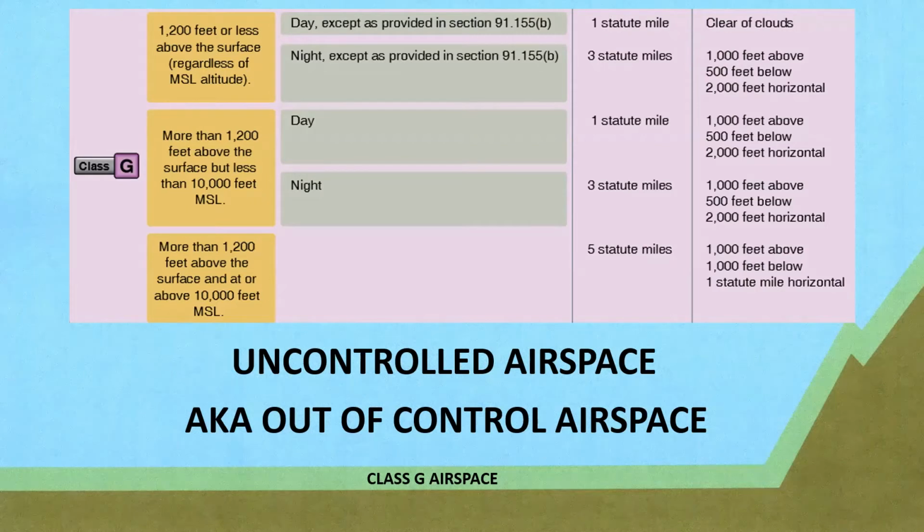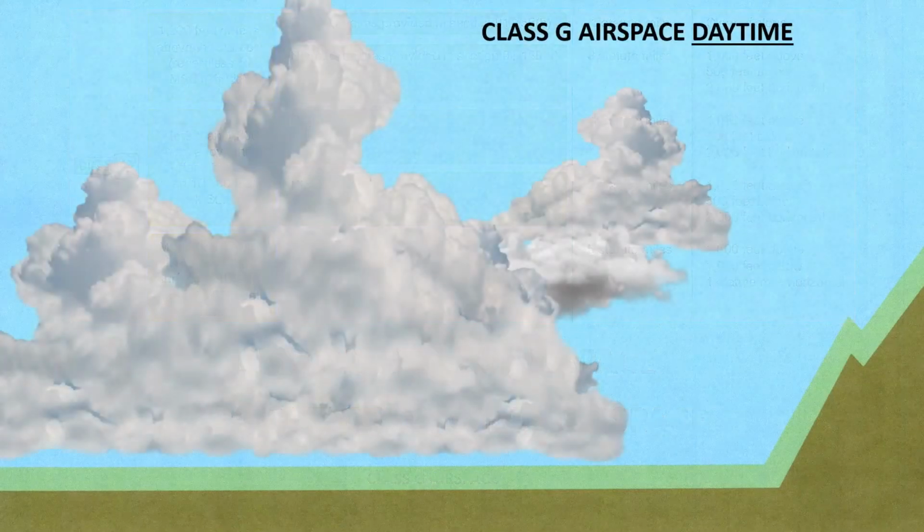Where do we find it? Well, think of the ground. Everything against the ground, with the exception of certain airports, which we will get to later, is in Class G airspace. Class G airspace extends from the surface of the Earth to 1,200 feet AGL in most areas. In some areas, it is higher and can extend up to 14,500 feet MSL. Let's go ahead and break this airspace down.